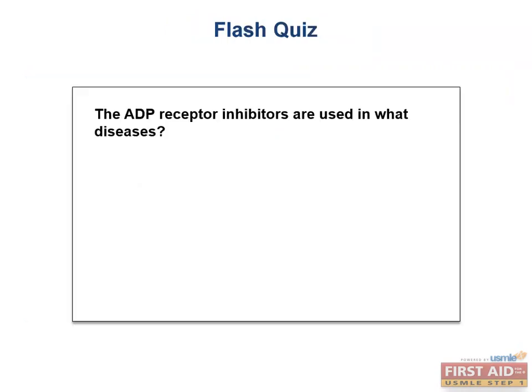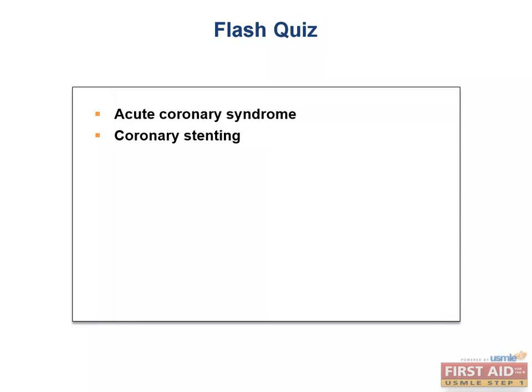To review, ADP receptor inhibitors are used in what diseases? Important disease relationships for your exam with the ADP receptor inhibitor drug class are acute coronary syndrome and coronary stenting.